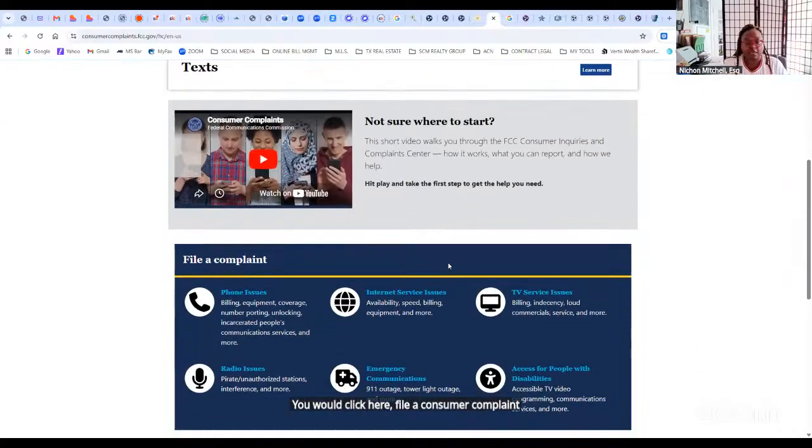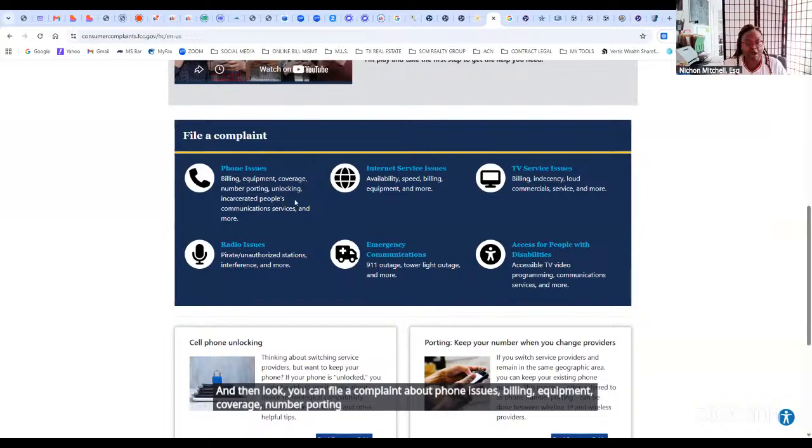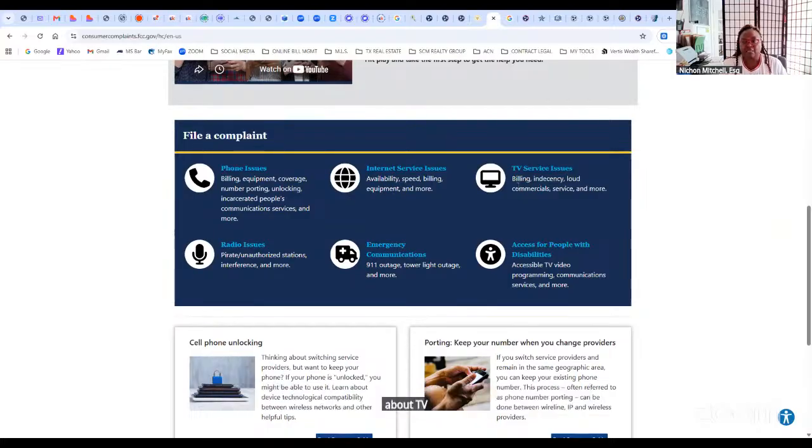And then, look, you can file a complaint about phone issues, billing, equipment, coverage, number porting, unlocking, all that kind of stuff. Internet services, availability, see the speed, billing, your equipment, about TV services. Look at this billing, indecency, loud commercials.